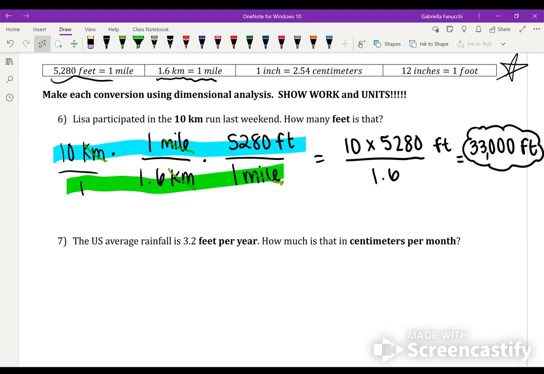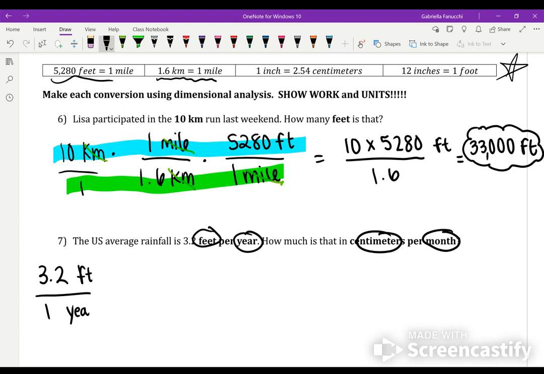Okay, the U.S. average rainfall is 3.2 feet per year. Okay, feet per year. How much is that in centimeters per month? So we're going to be doing two conversions. We're going to go from feet to centimeters, and then we need to go from year to months. Okay, so let's go ahead and start with the feet first. So 3.2 feet per 1 year.